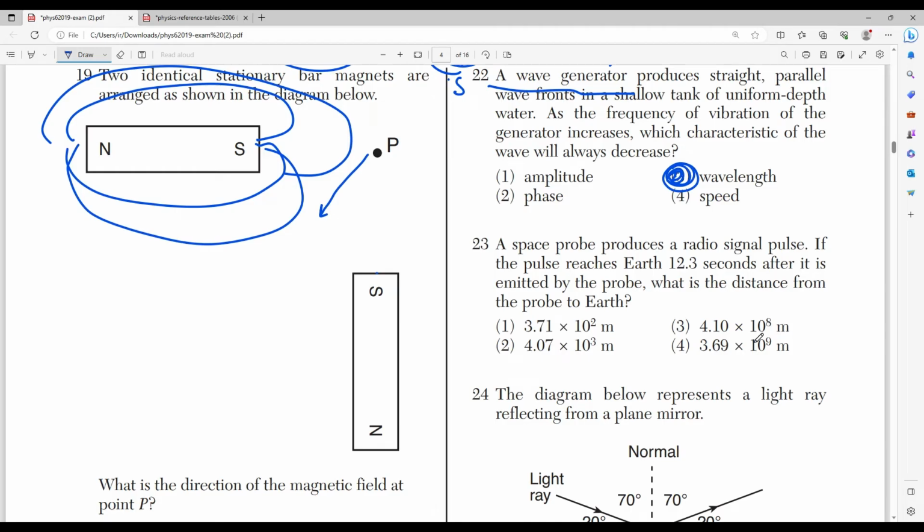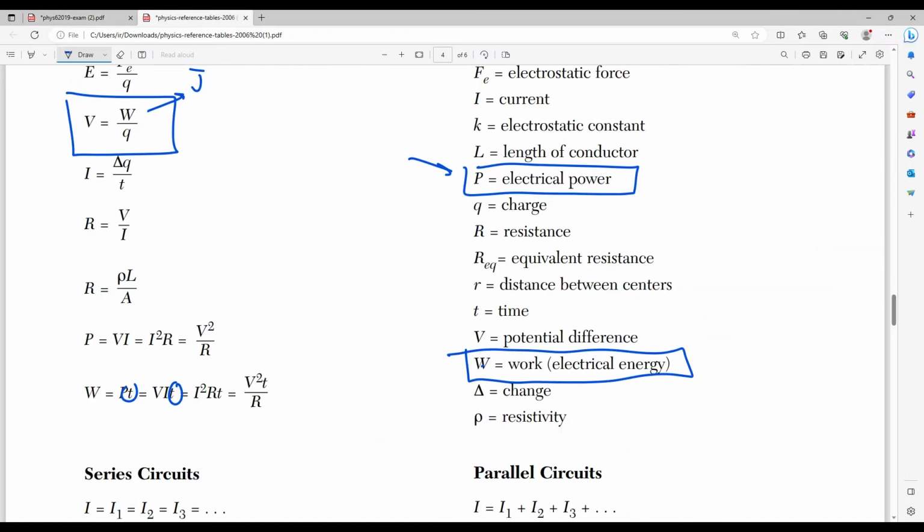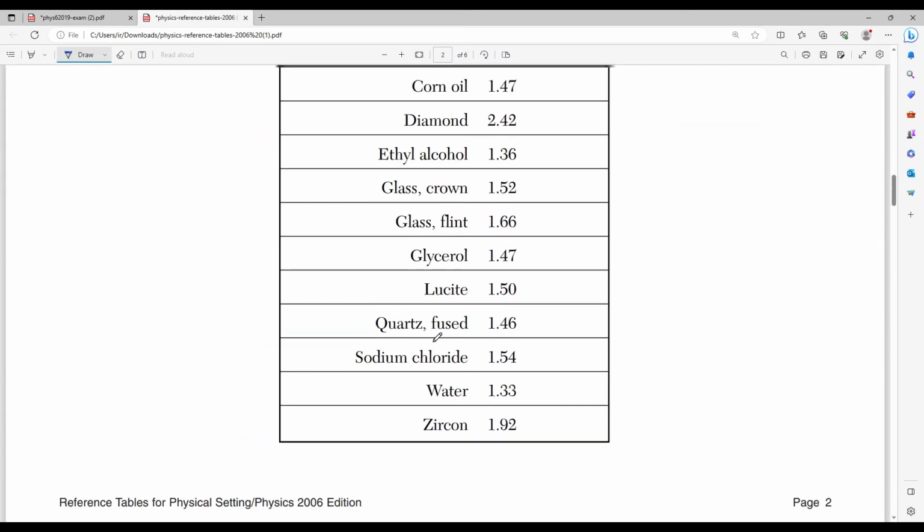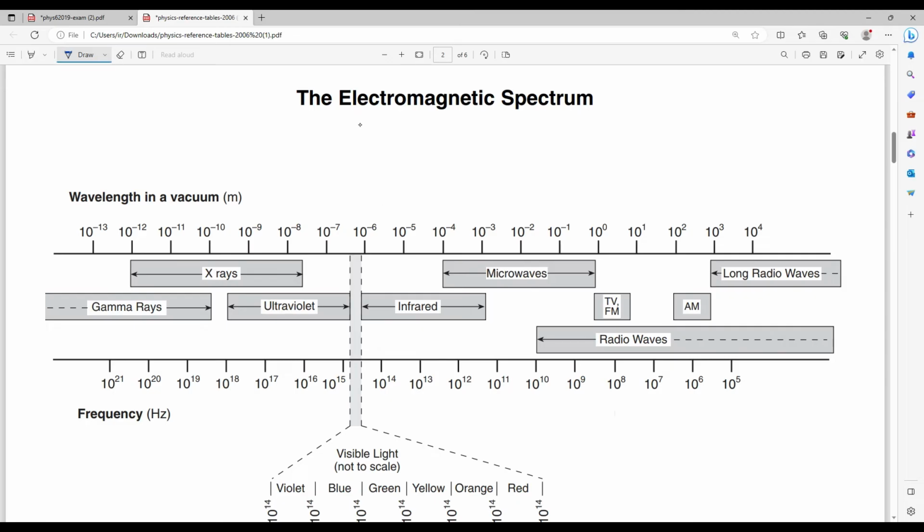Number 23 says a space probe produces a radio signal pulse. If the pulse reaches Earth 12.3 seconds after it's emitted by the probe, what is the distance from the probe to the Earth? So we have a radio signal. For those of you who don't know, you can go to the reference table, which I believe here, and you get the electromagnetic spectrum.